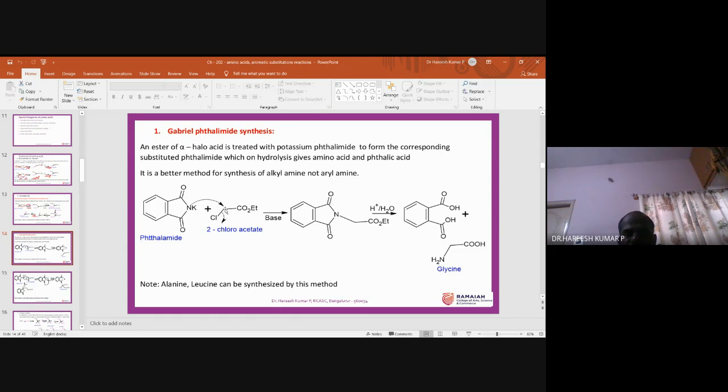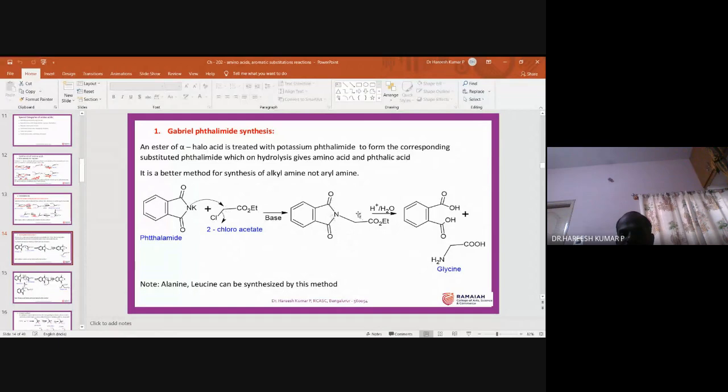What is the name of this compound? This position is called the alpha position, alpha chloro. Alpha chloro ethyl acetate is the trivial name. If you look at the IUPAC name, this is one carbon atom, this is two carbon, so 2-chloroethyl acetate is the IUPAC name. Then there will be a new bond formation between this carbon and this carbon. That's what I have written here.